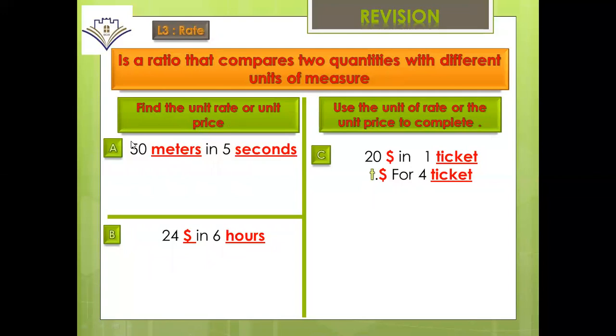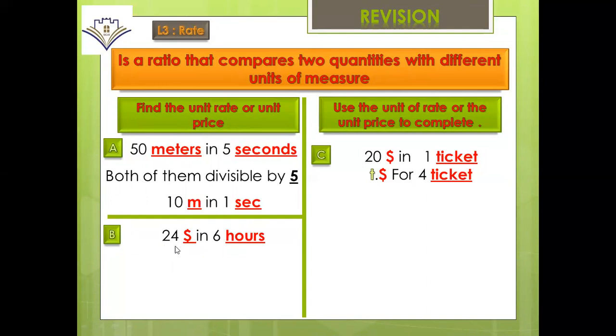Letter A, 50 meters in 5 seconds. We have here two different units, meter and second. But we can simplify 50 and 5, both of them divisible by 5. Then 50 divided by 5 equals 10 meters, and 5 divided by 5 equals 1 second. This answer is 10 meters in 1 second.